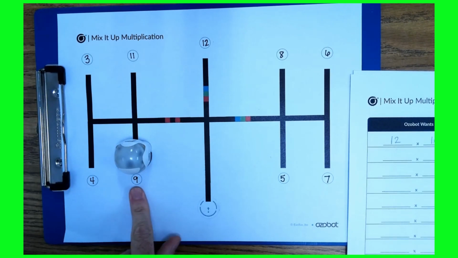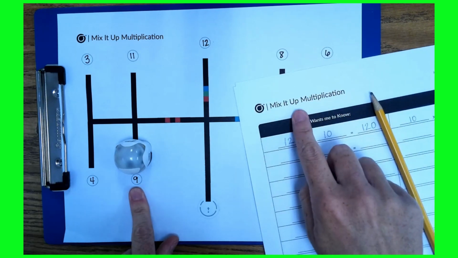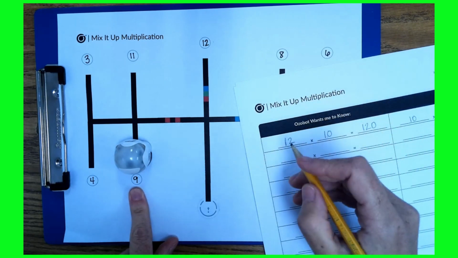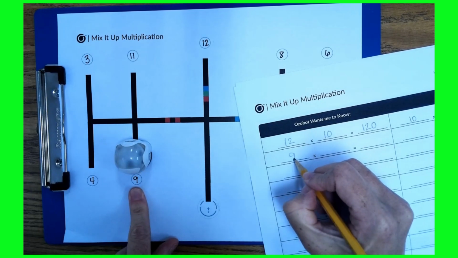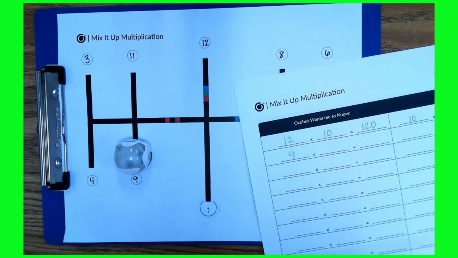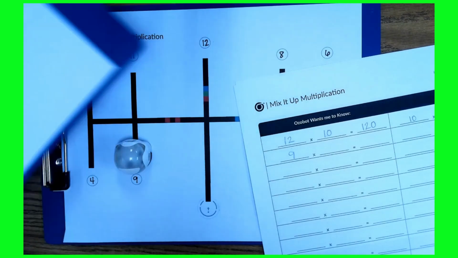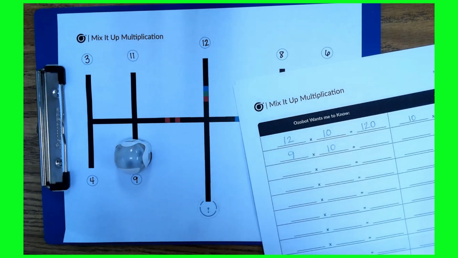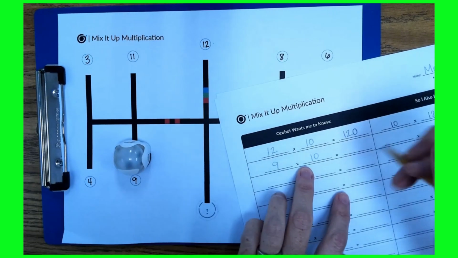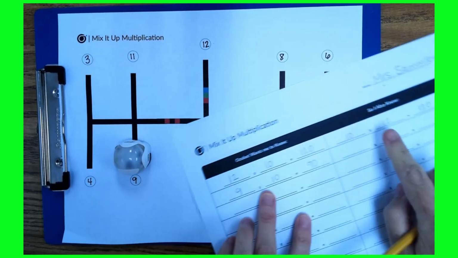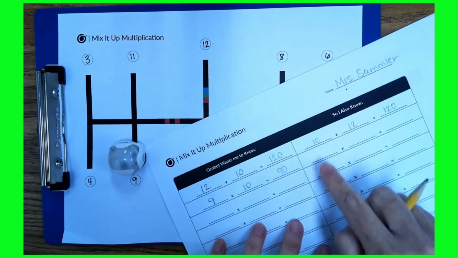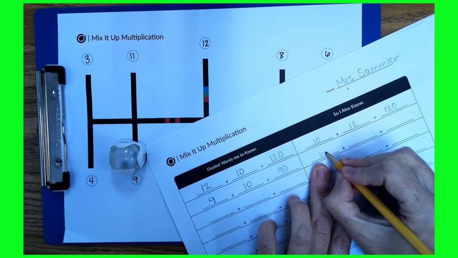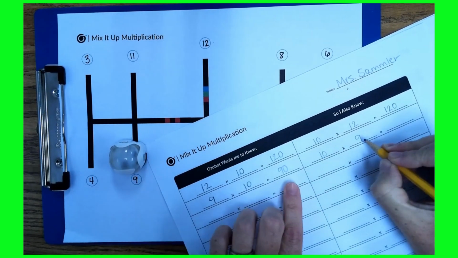So now Ozobot is telling me for my mix-it-up multiplication to choose the number 9. I'm still at table 10, so I know that I'm multiplying by 10. And now I'm going to answer the question that Ozobot just made for me. 9 times 10 equals 90. So I also know 10 times 9 equals 90.